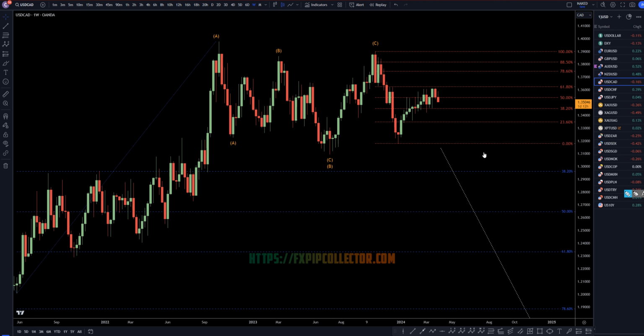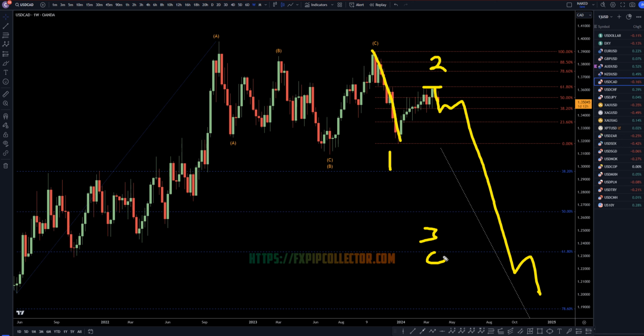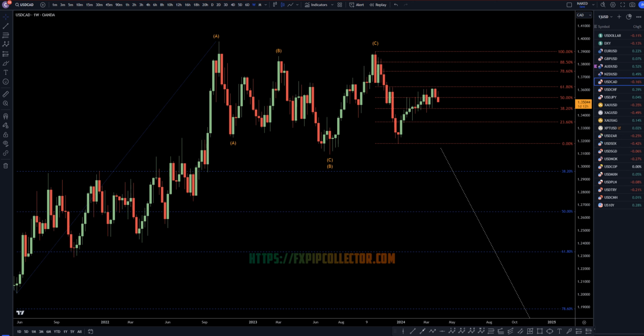On the weekly time frame, I still think this first push down is a wave 1. I still think this move up is a wave 2. We did miss this Fibonacci level by a little bit, but boy, it definitely looks like this could be ending a wave 2. If it is the end of a wave 2, then this would be the beginning of a big downtrend, which would be a wave 3 of wave C, just like I showed on the monthly time frame.